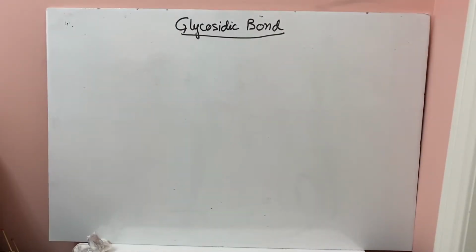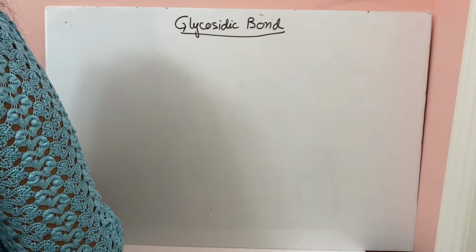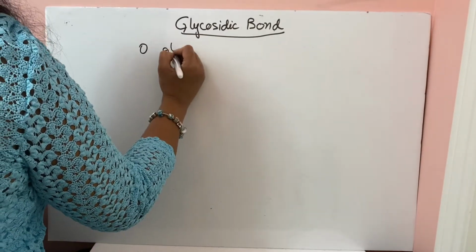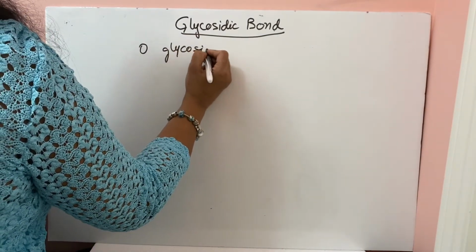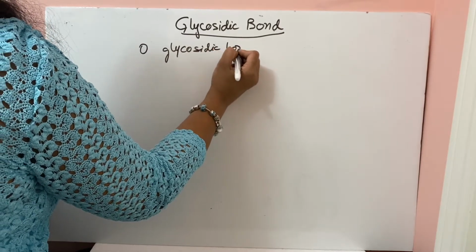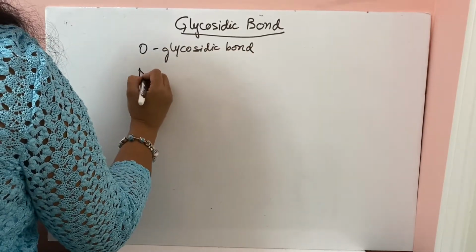Hi friends, in this video we are going to talk about glycosidic bond. Glycosidic bonds are of two types, O-glycosidic bond or N-glycosidic bond.